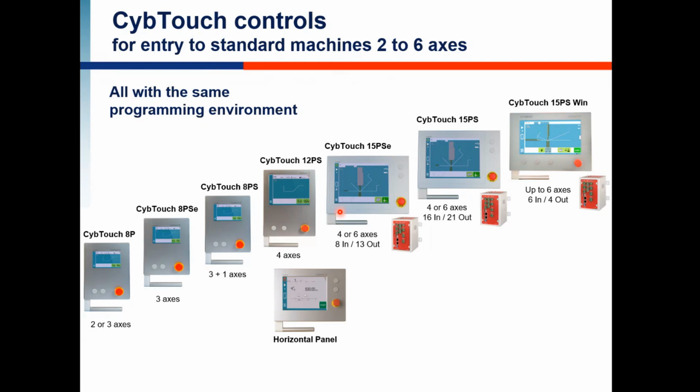Then the Cybelec 15. Cybelec 15 is by default 4 axes, Y1, Y2, X, R. With the additional IO module that we call CybMVA, we can add 2 axes, Z1 and Z2. So now we start to go into the high range, and we can manage up to 6 axes.